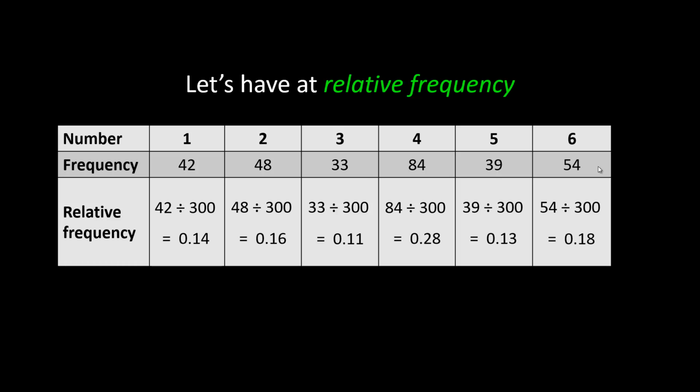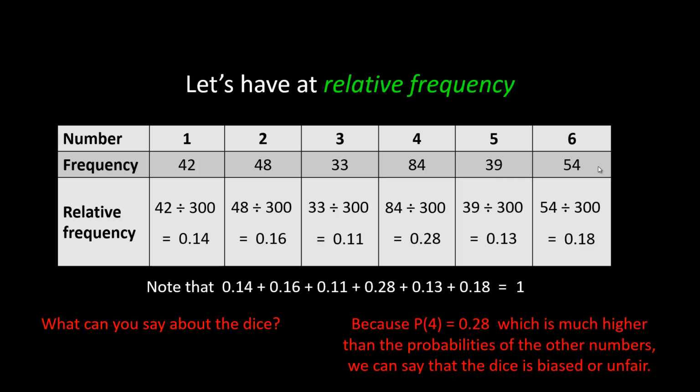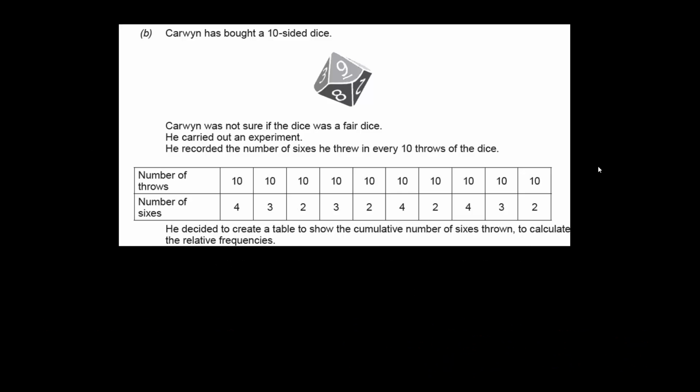So we've worked out all the probabilities of each of the numbers. And what do you get if you add up all of those probabilities? Well, remember the total probability must be 1, and if you add those up, you do get 1. Okay, what can you say about the dice? Well, actually, if you look at 4, the probability of 4 is 0.28. That's much higher than the other numbers. So we would say that the dice is biased or unfair.